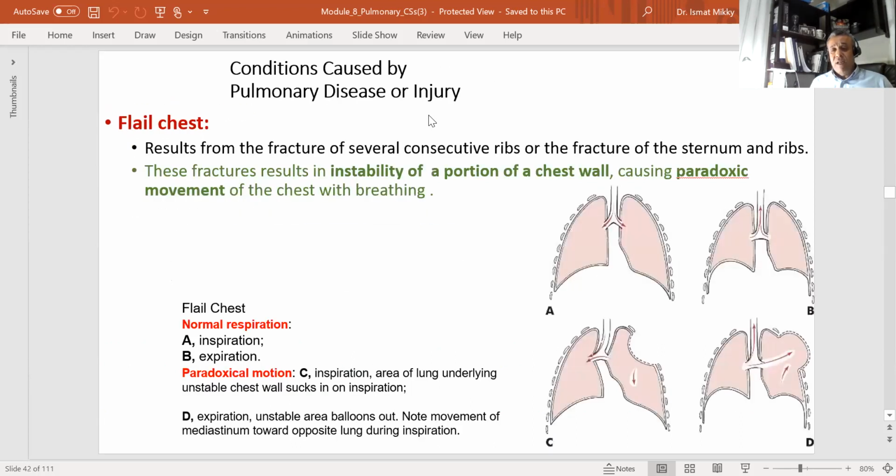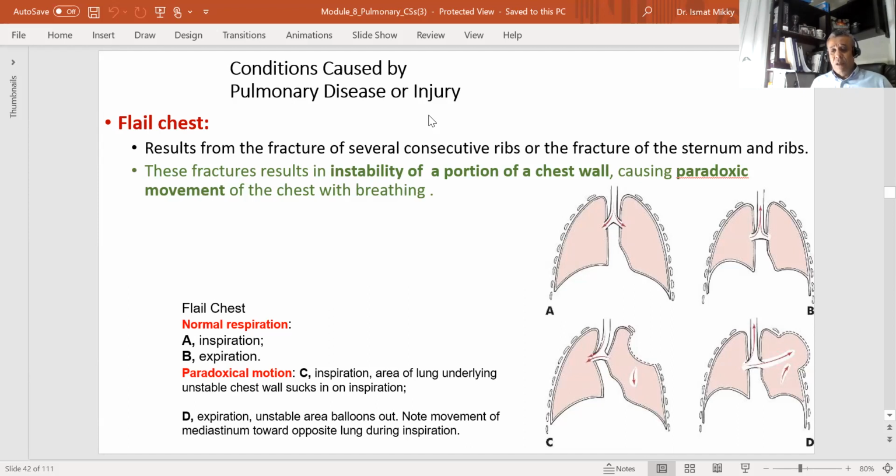Next is the flail chest, which would result from the fracture of several consecutive ribs or the fracture of the sternum and ribs. So the fracture of the ribs will result in flail chest. These types of fractures that affect the ribs will result in the instability of a portion of the chest wall, and what would cause something called paradoxic movement of the chest with breathing.